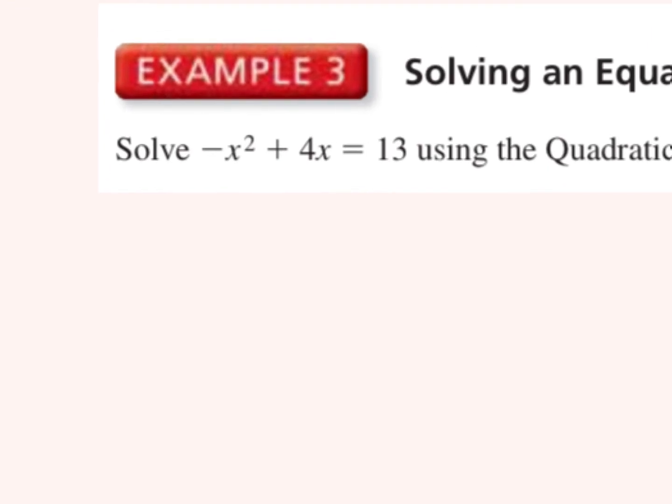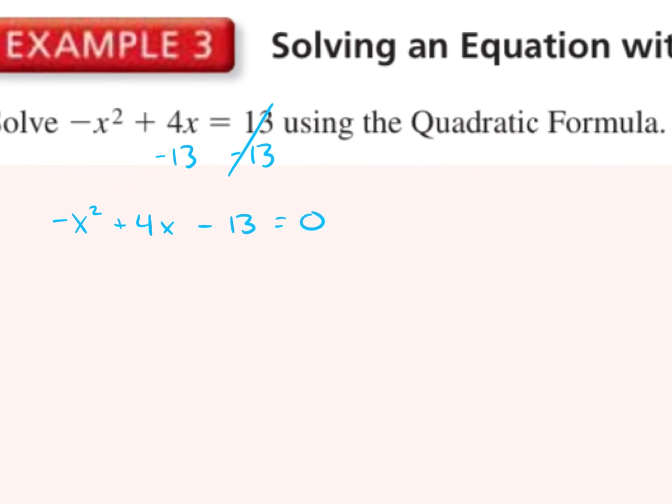What should I do first? Make it equal to 0. So I'm going to subtract 13 to move it to the other side. So negative x squared plus 4x minus 13 is equal to 0. My quadratic formula is negative b plus or minus the square root of b squared minus 4ac over 2a. So what's my a? Awesome, negative 1. What's my b? 4. What's my c? Negative 13.